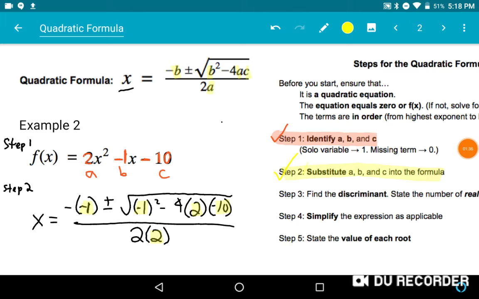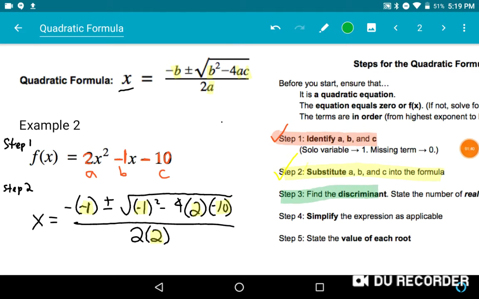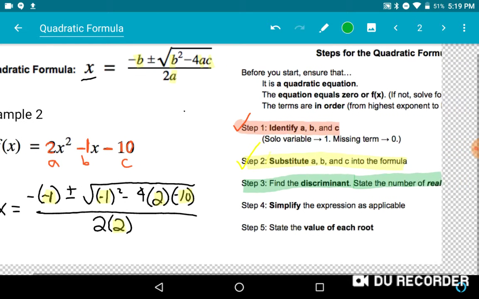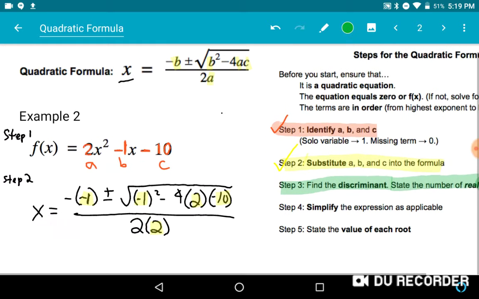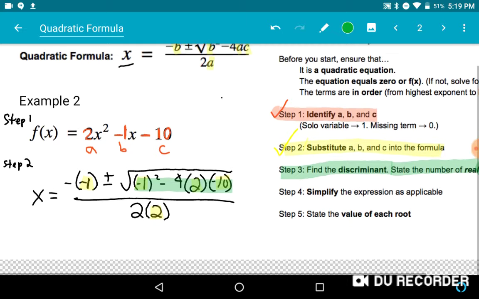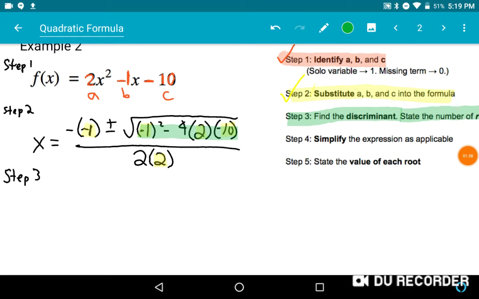Step 3. Step 3 says find the discriminant, and then we'll state the number of real roots in a moment after that. So to find the discriminant, I'm specifically looking at the part that's under the square root sign, the b squared minus 4ac part. So I'm going to actually figure out that value of what the discriminant is. I'm going to be really careful with parentheses.